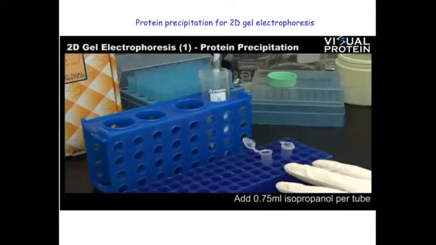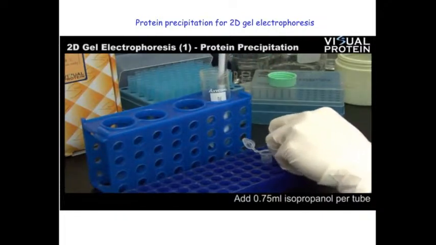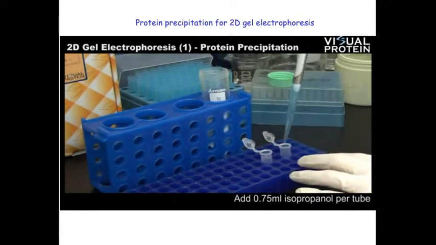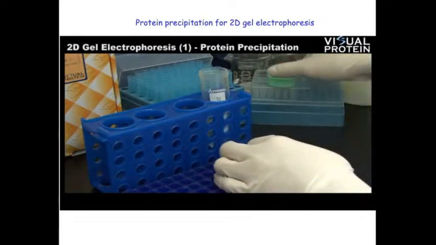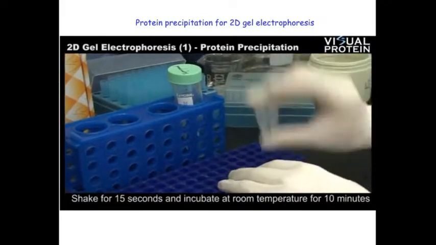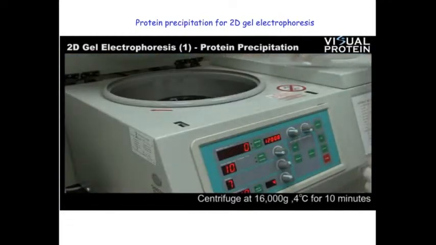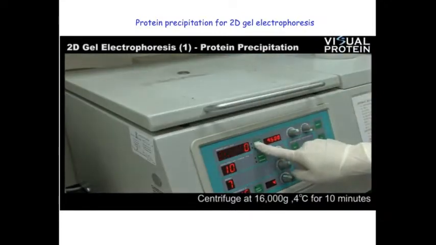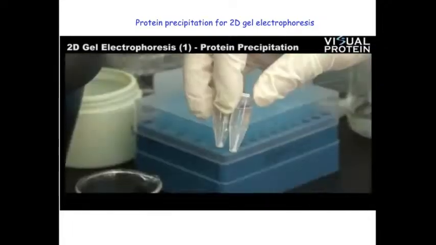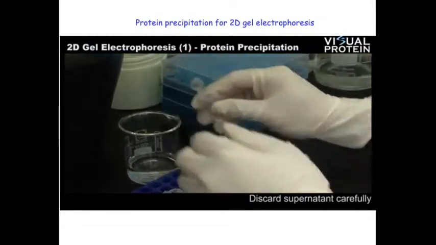Now comes the step of protein precipitation for 2D gel electrophoresis. Add 750 microliters of isopropanol in each tube. Close it. Shake it for 10 minutes and then incubate at room temperature for 10 minutes. And again centrifuge at 16,000 g for 4 minutes. Then discard the supernatant carefully.